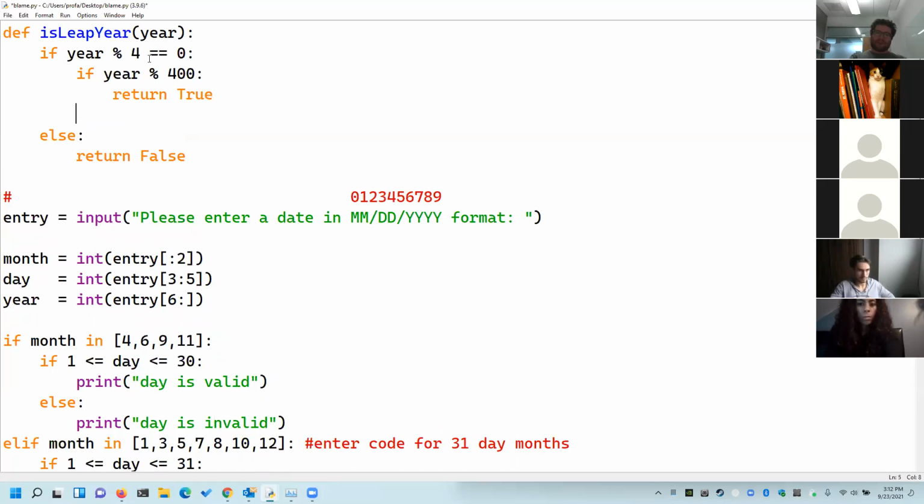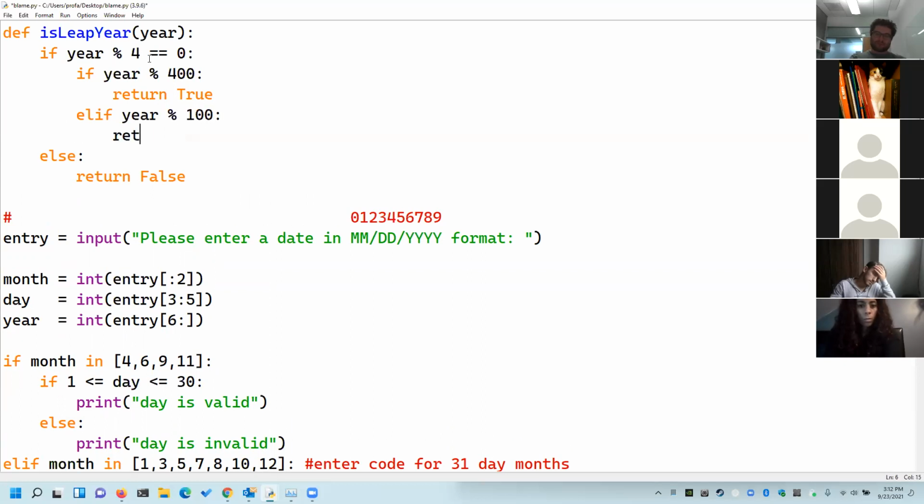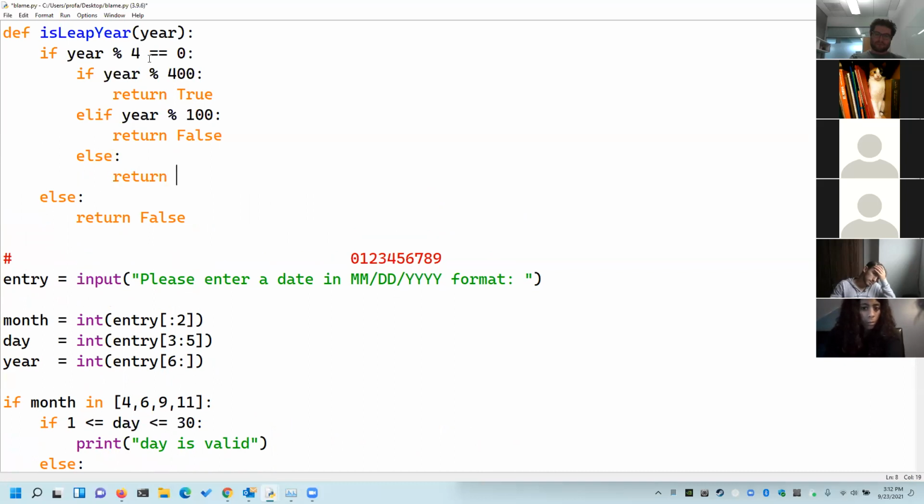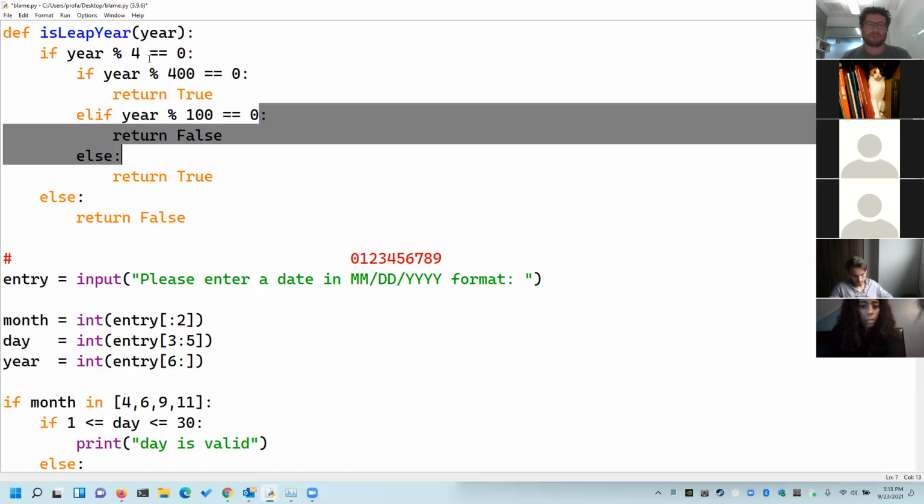Okay. Well, if it's not divisible by 400, but what if it's divisible by 100? If year divisible by 400 equals zero, and year divisible by 100 is equal to zero. So if it's divisible by 400, then yes, it's a leap year. If it's divisible by 100 and it's divisible by four, return false.